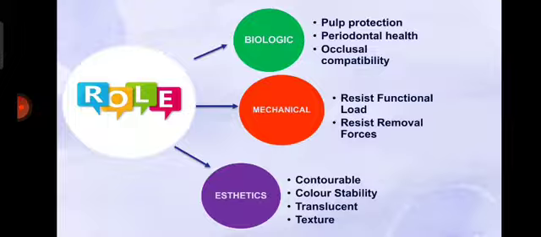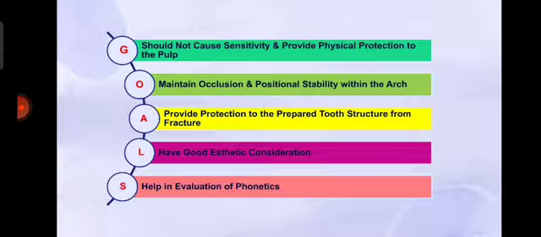What is the role? The role is three-fold: biologic, mechanical, and aesthetics. In biologic: tissue and pulp protection, providing dental health, periodontal health, and occlusal compatibility. Mechanical: resistance, functional load, and resistance to the removal process. Aesthetic: contour, color stability, translucency, and texture.